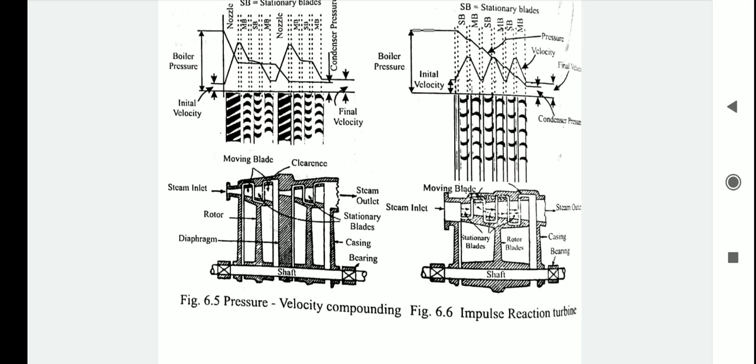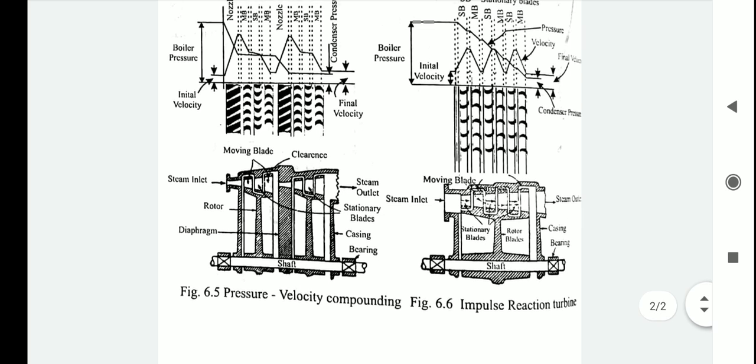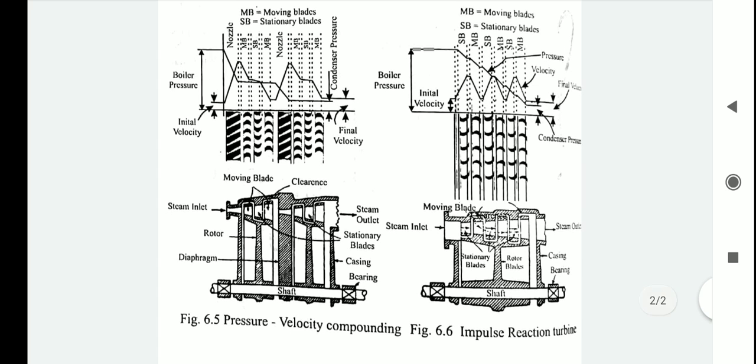In passing through the first row of fixed blades, the steam undergoes a small drop of pressure and its velocity increases. The steam then enters the first row of moving blades. As is the case in an impulse turbine, it suffers a change in direction and therefore in momentum. So this gives the impulse to the blades.